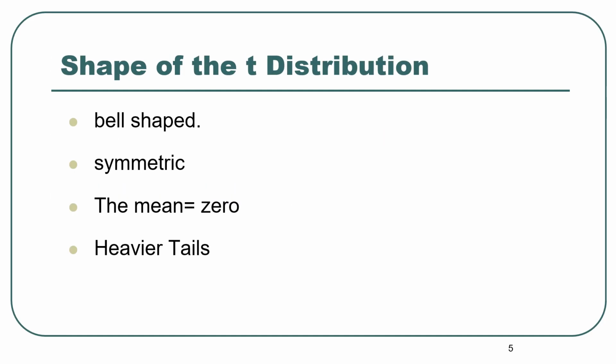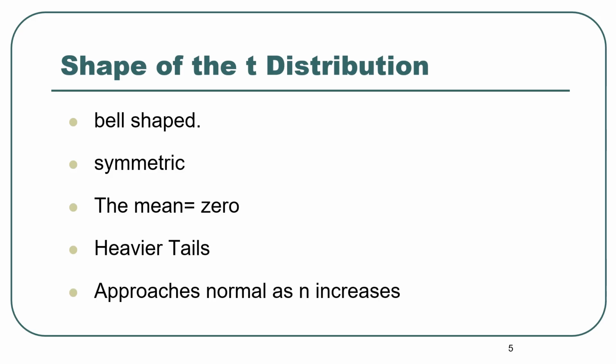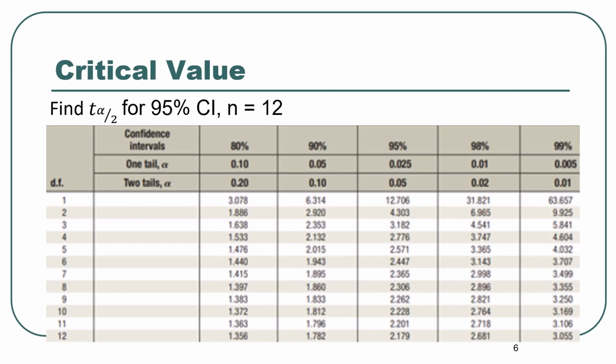The t-distribution looks like the normal curve but has heavier tails, especially for small samples. And as the sample size increases, it will approach the normal distribution. Let's warm up by finding a critical value from the t-table.